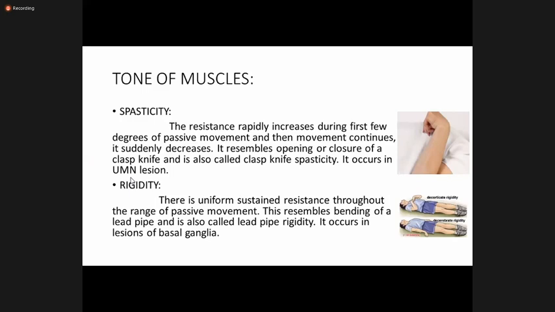So you have to differentiate the hypertonia, whether it is spastic or rigid, and you can explain to your examiner. In rigidity, the tone is increased, uniform, sustained throughout, like a lead pipe, and mostly occurs with an insult or lesion in the basal ganglia.